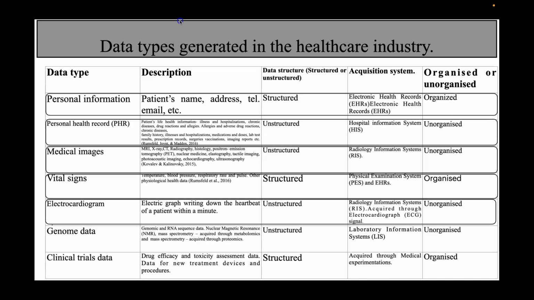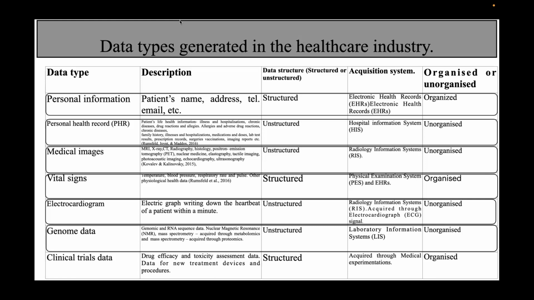We also have genomic data. It includes genomic and RNA sequence data, nuclear magnetic resonance, and also data from mass spectrometry.